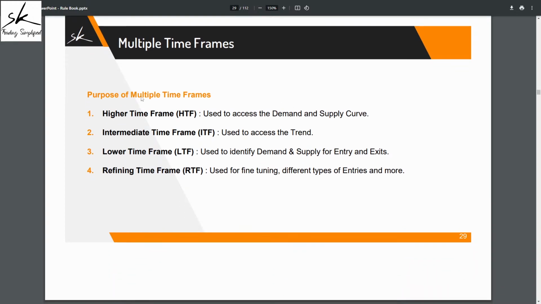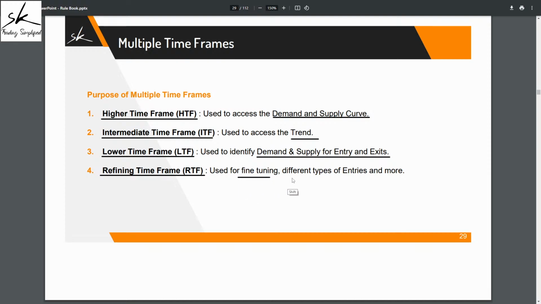We use a minimum of 4 different time frames, and we call them the higher time frame HTF, intermediate time frame ITF, lower time frame LTF, and the refining time frame RTF. Higher time frame is used for demand supply curve analysis. Intermediate is used for trend analysis. On the lower time frame, we identify areas of demand and supply for our entries and exits. And the refining time frame can be used for multiple purposes, like fine-tuning the zone, different kinds of entries, like your type 2, type 3 entries, or in case we need to apply some additional rules, that is also where this time frame can help us.